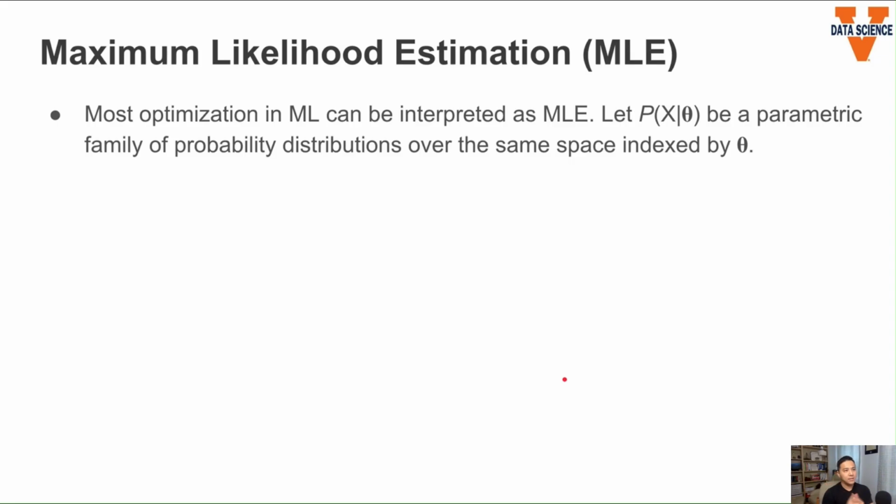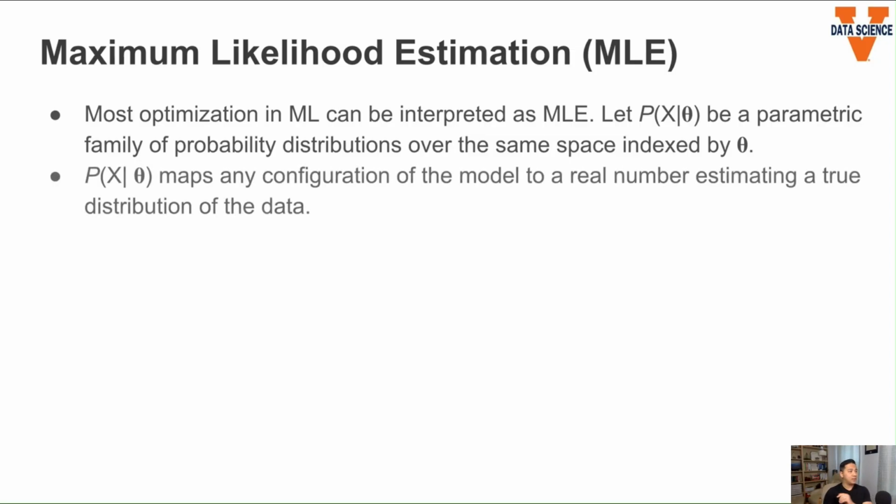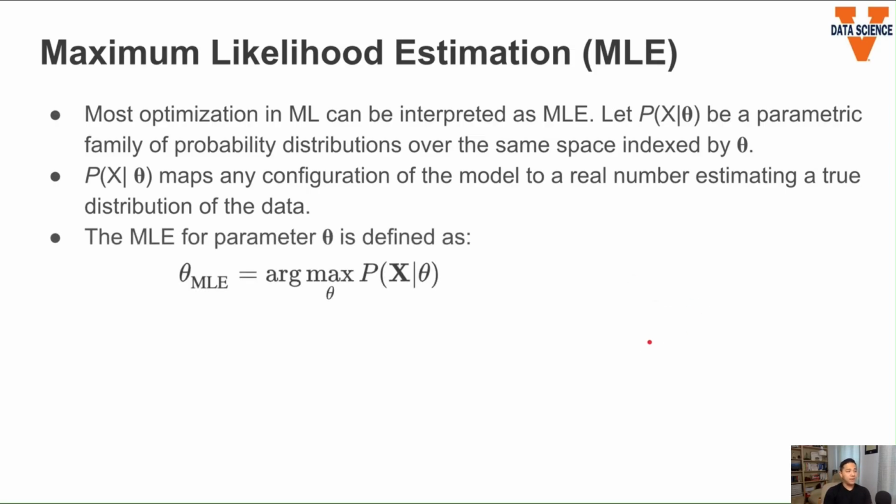So let's consider a probability of X given theta. You can think about this as wanting to maximize the probability of seeing the data given the parameters, right? So P of X given theta would map any configuration of the model to a real number that estimates the true distribution of the data, right? So you want to maximize the probability of observing X given our setting or our model. So the MLE for the parameter theta is defined as the maximum value of the probability of X given theta.